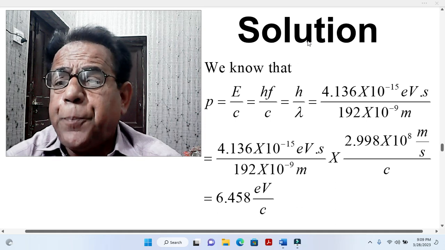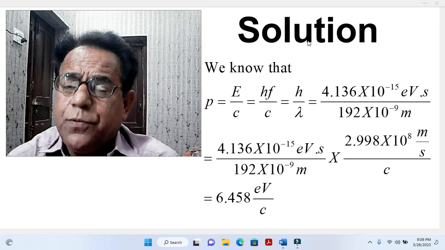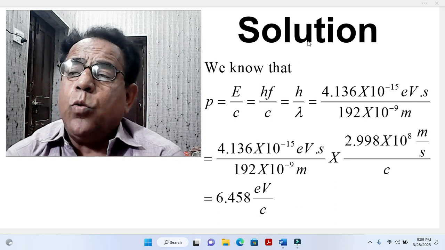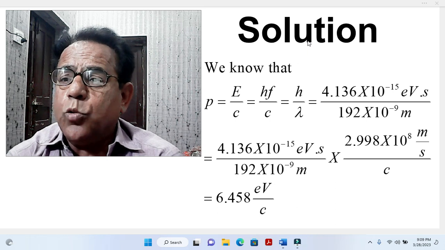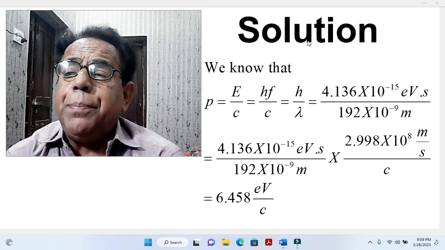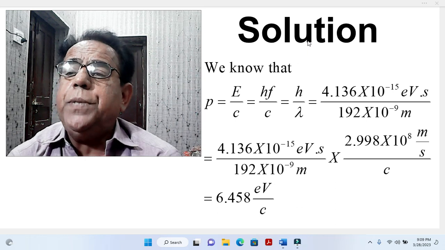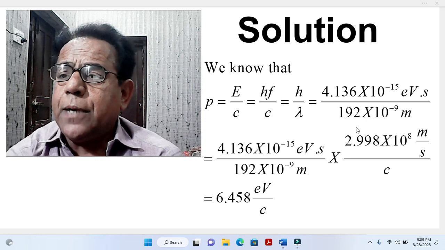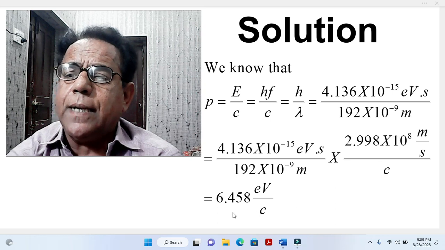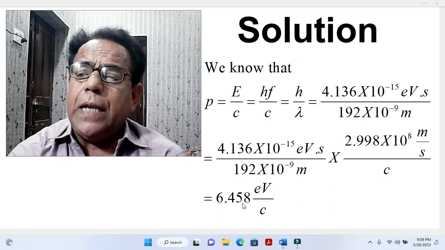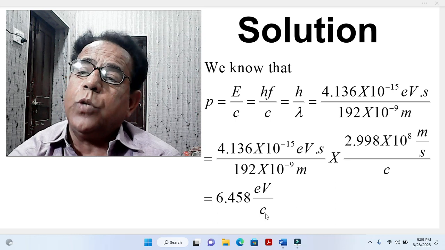We know that momentum p is equal to E over c, equal to hf over c, equal to h over lambda. We have taken the value of h, Planck's constant, from the table. We have taken the value of lambda, which is provided in the statement, 192 nanometer. Nano means 10 to the power minus 9 meter. So when we put this value and simplify, we get the result 6.458 electron volt per c.